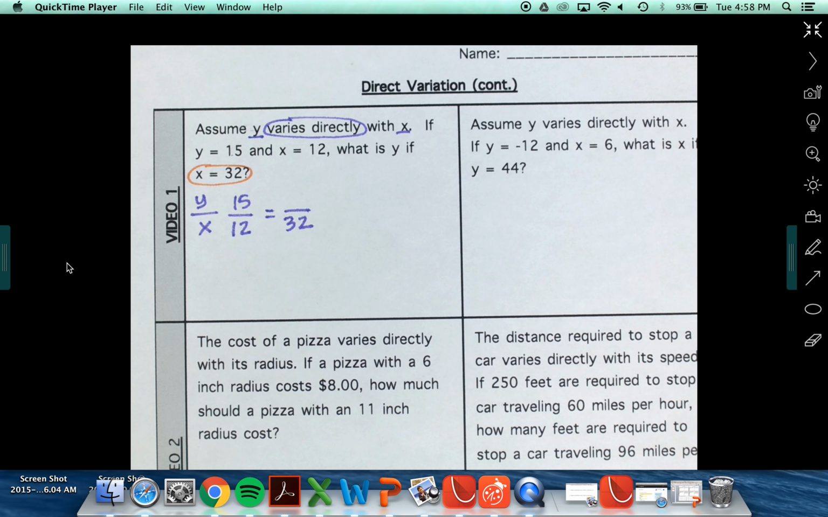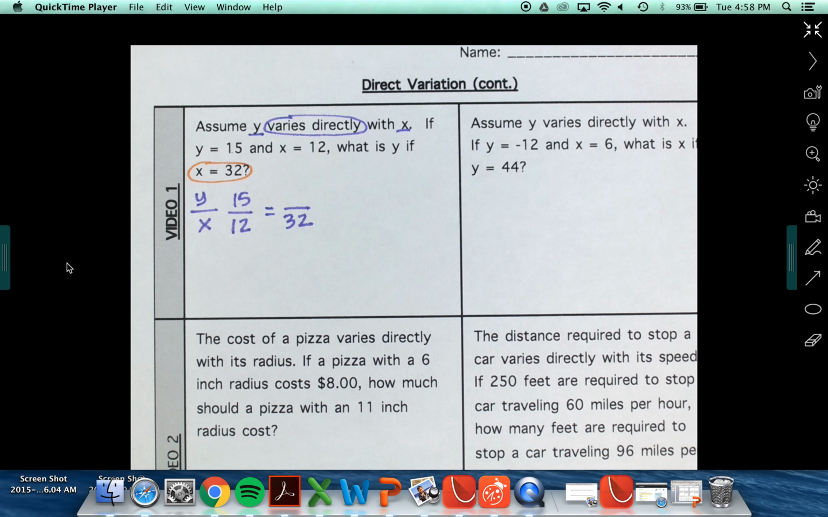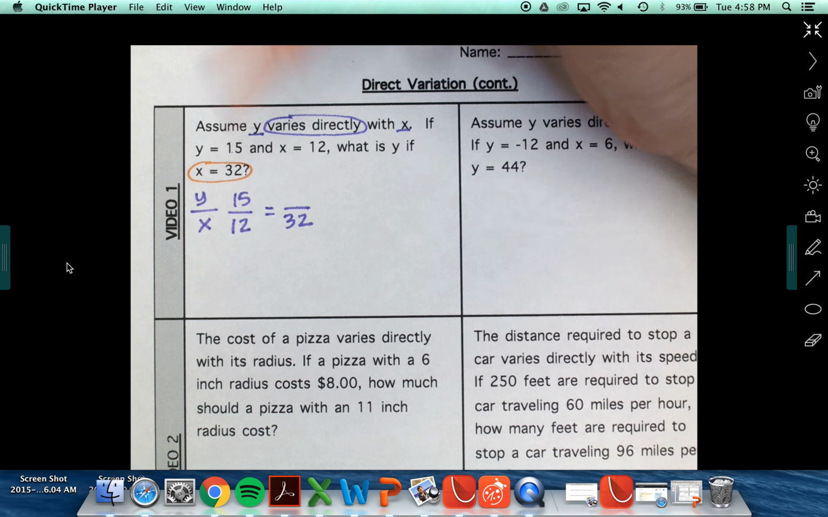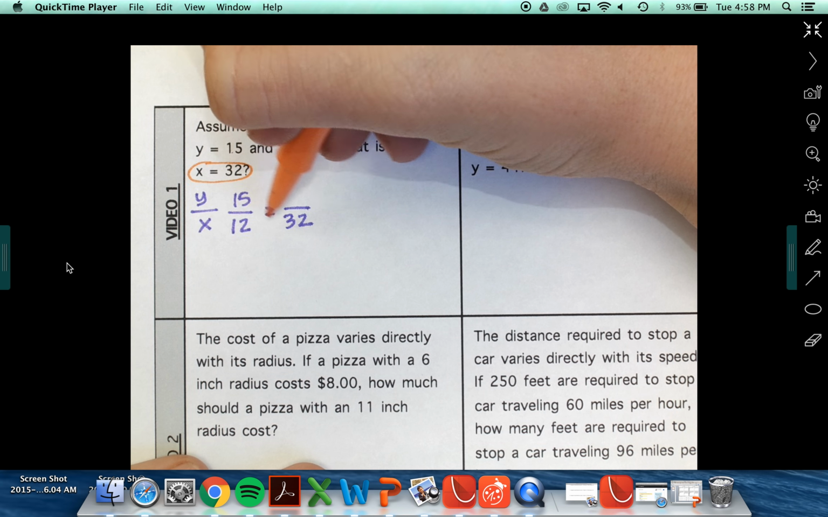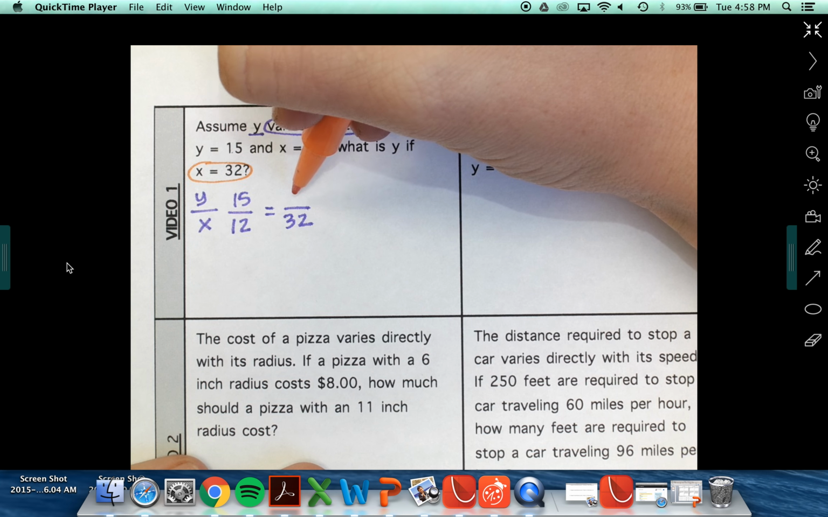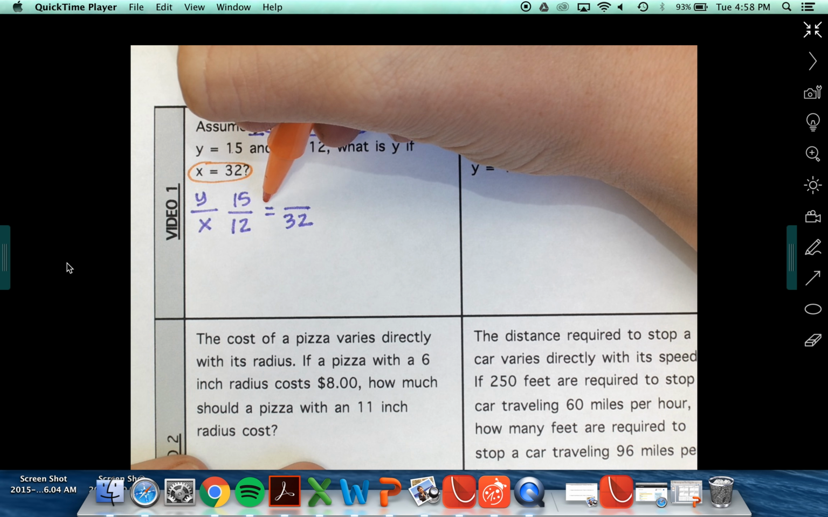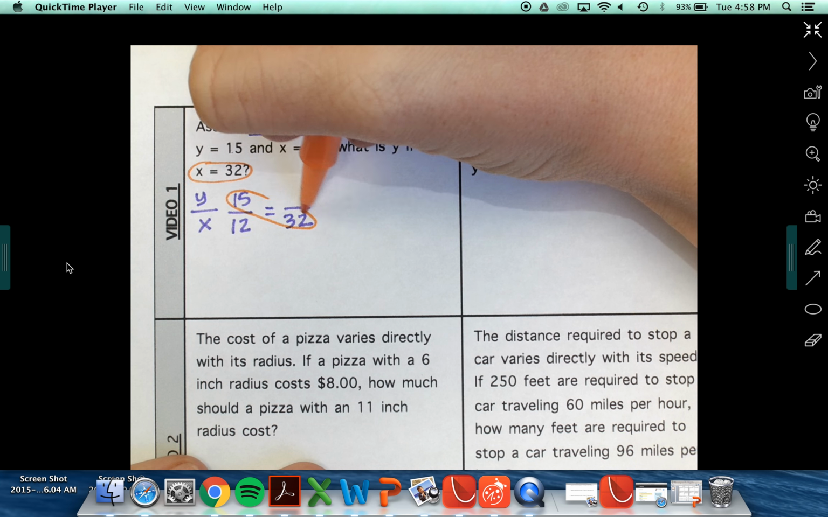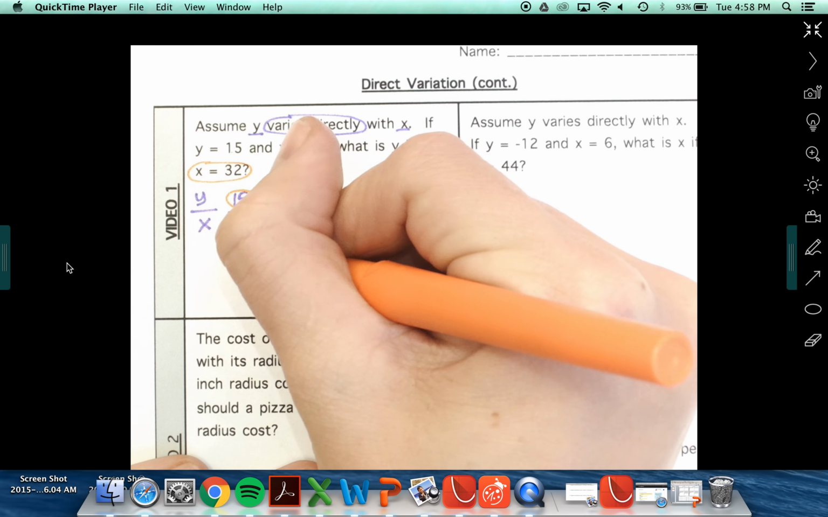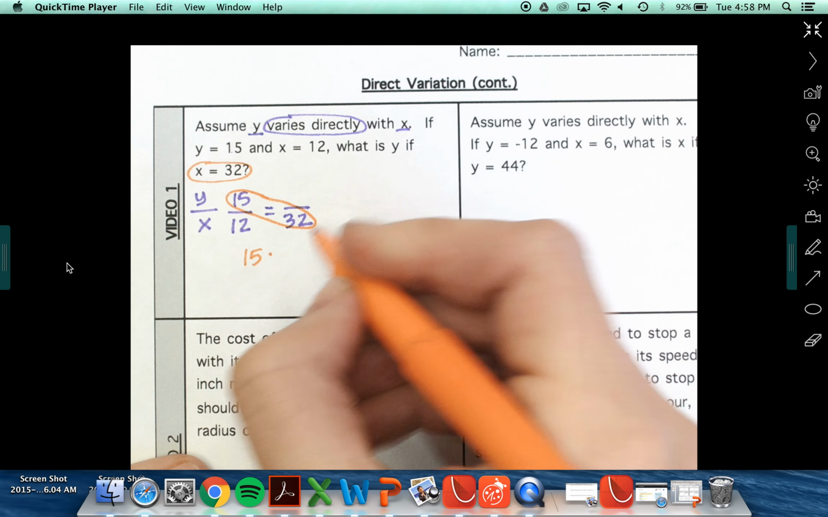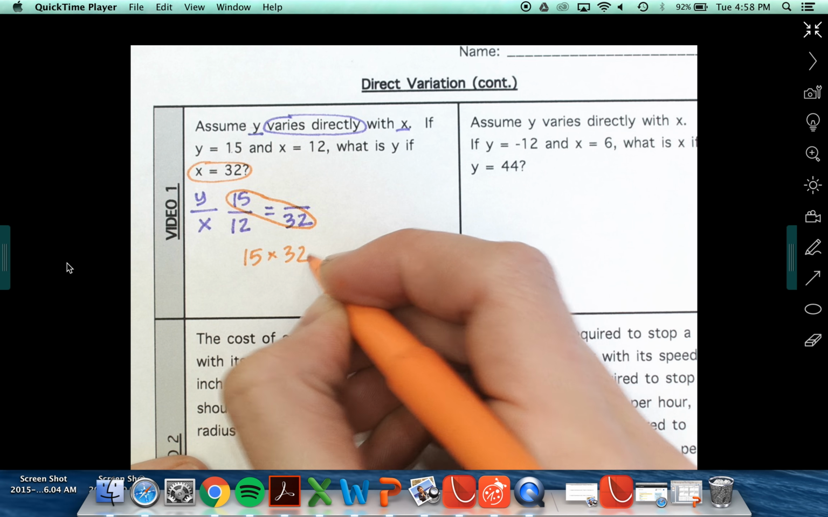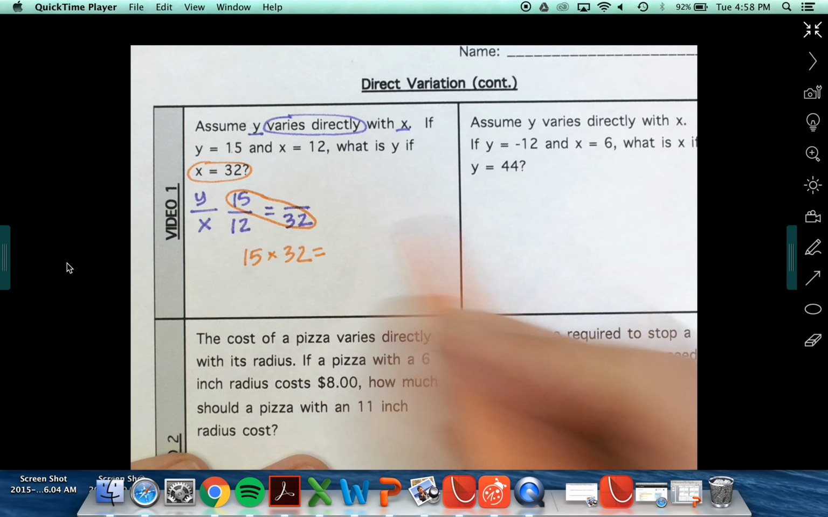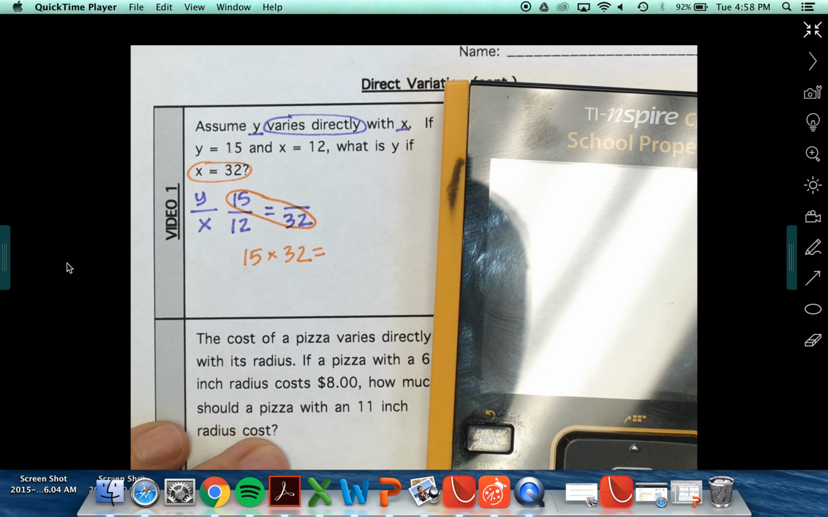So now what we're going to do, this might ring a bell. It's called cross multiplication, or some teachers call it the butterfly method. I'm going to change colors. The first thing I'm going to do is cross multiply. I'm going to multiply the two diagonal numbers. There's nothing diagonal from 12, so I'm going to multiply the 15 times 32 equals, you can plug that in.